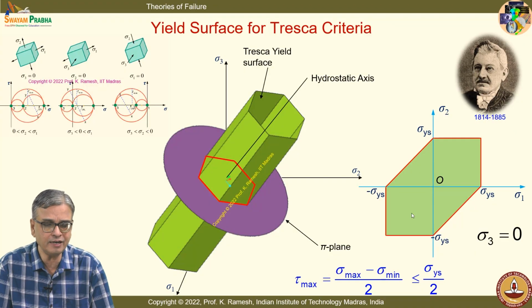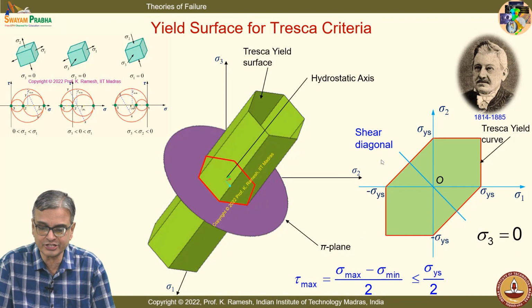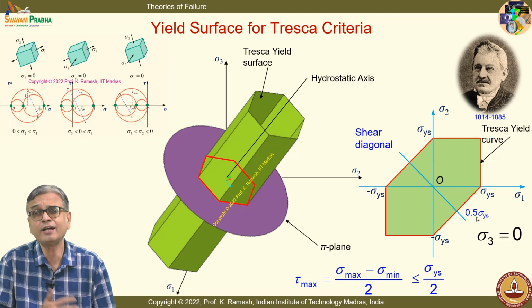For a ductile material, one of the simplest and oldest criteria was by Tresca. It was developed in 1864. It is easy to employ, and you have a failure envelope in 2 dimensions and a failure envelope in 3 dimensions. And you also have what is known as a shear diagonal. Shear diagonal is nothing but a pure shear stress state, and your Tresca yield criterion says this value is 0.5 sigma ys.